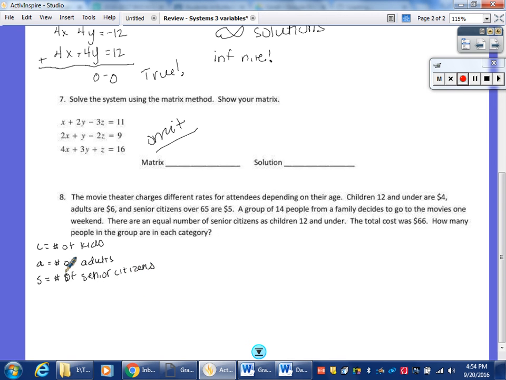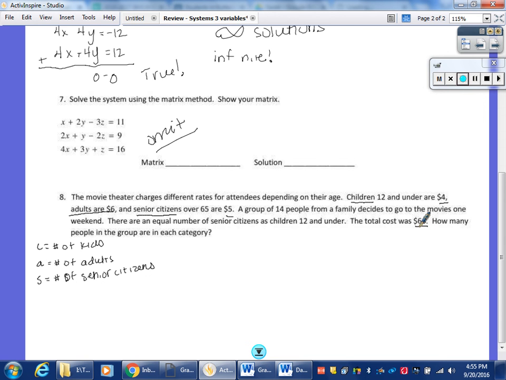Okay, and so what we do is we use those three variables to write three relationships. There is a statement of cost. So this: the children are 4, adults are 6, and senior citizens are 5. And it doesn't state right after this how much it costs total, but there is this money statement right here. And so what we know about this is that the total cost of the tickets was $66.